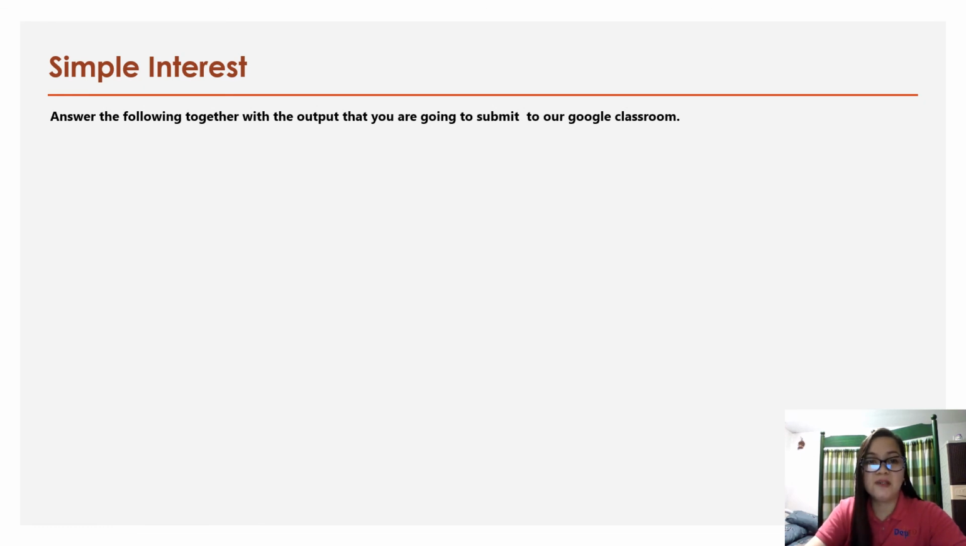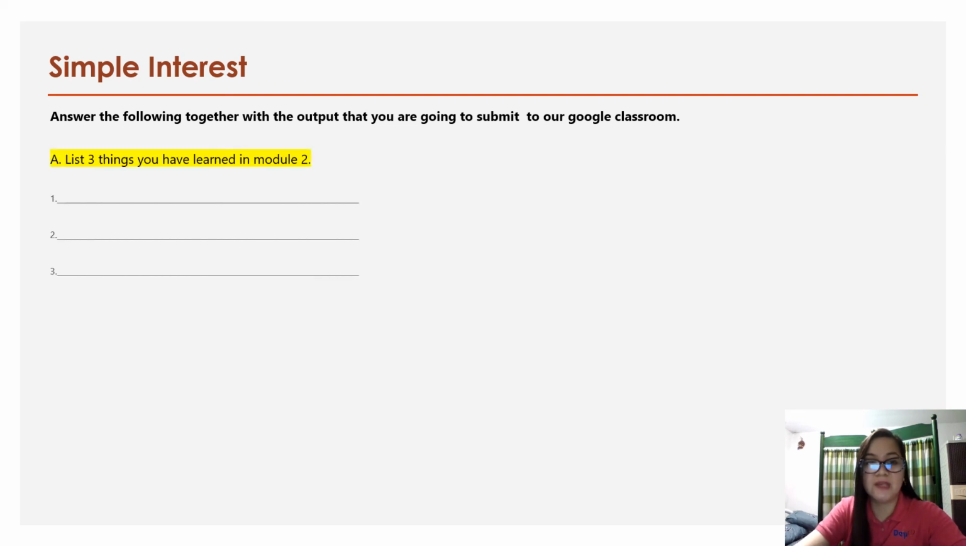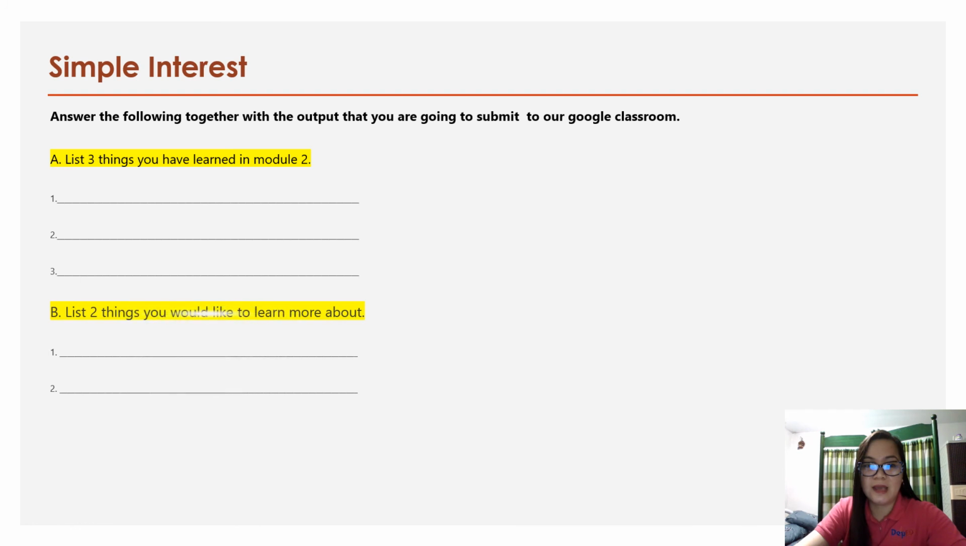You're going to answer the following together with the output that you're going to submit to our Google Classroom. You're going to list 3 things you have learned in this module. Next, you're going to list 2 things you would like to learn more. And you're going to list 1 question you have in our video lesson.